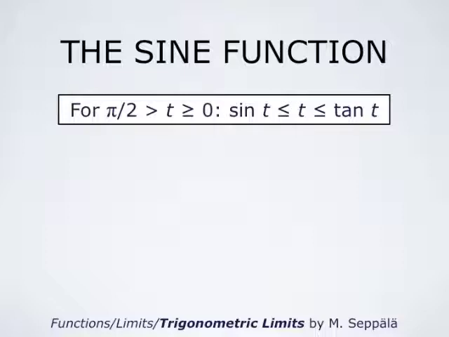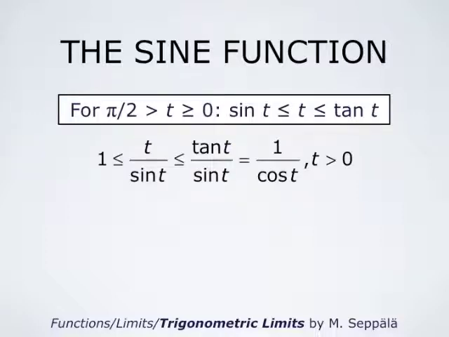Now, if t is positive, then sine of t is positive, and we may divide by sine of t. So we divide everything by sine of t, and we get that sine of t divided by sine of t, which is 1, is less than or equal to t divided by sine of t, and that is less than or equal to tangent of t divided by sine of t. But tangent of t divided by sine of t equals 1 divided by cosine of t.